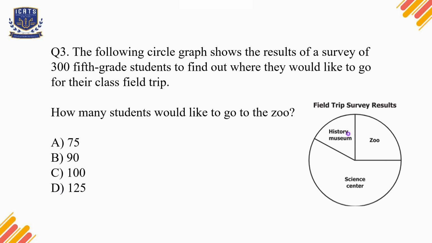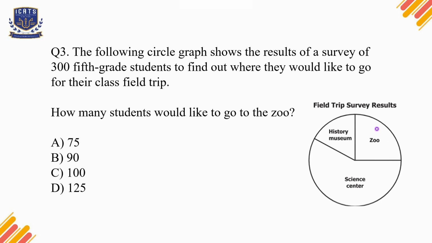So here we can see the field trip survey results. As we are interested to find out how many students would like to go to the zoo, we will see the zoo area. Here, 1/4 of the circle is covered by the zoo. It means that we can interpret that these many students wanted to go to the zoo.